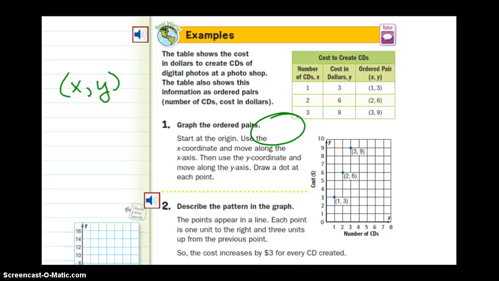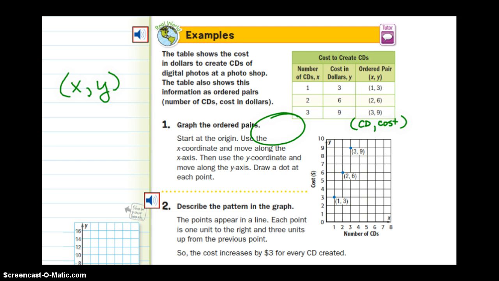Now let's look at the example below. In the first example, when we're talking about tables, we have a table that shows the cost in dollars to create CDs and digital photos at a photo shop. The table also shows this information in ordered pairs. So the X is the number of CDs and the cost in dollars is Y. So again, always make sure that you understand which is which. In this case, this is the CDs and this is the cost. That might help you if you write it like that.